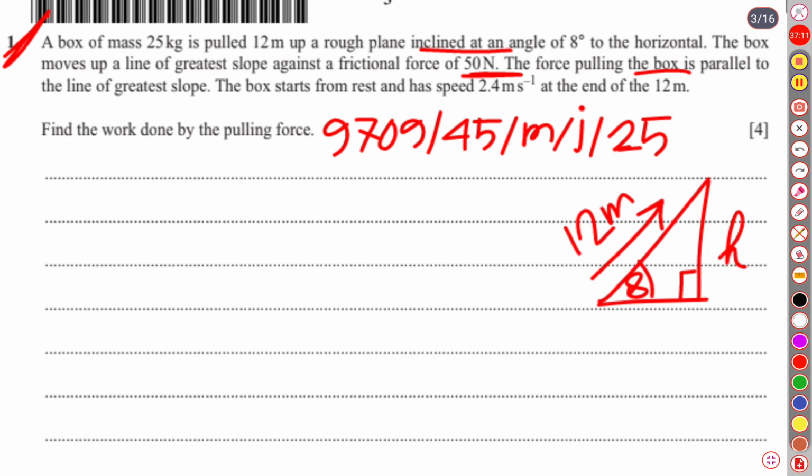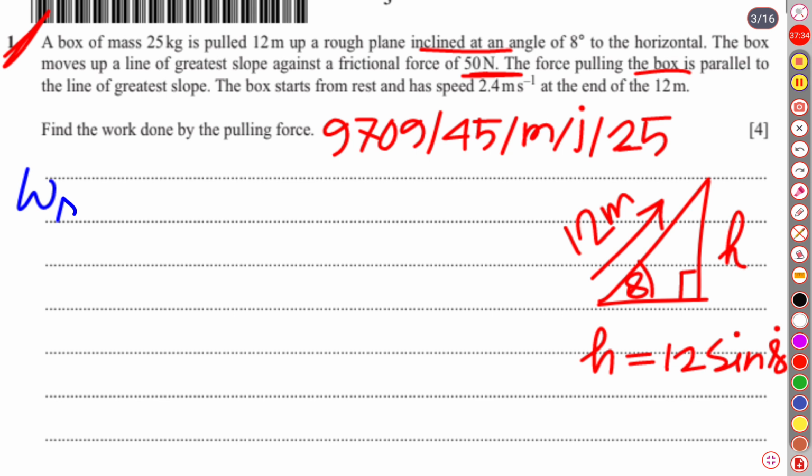So the plane is inclined at an angle of 8 degrees and the box made a displacement of 12 meters. So our final height is going to be 12 sine 8 degrees. Okay, so this is our height. Now let's start writing our solution.